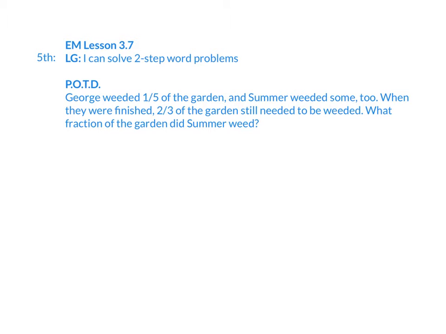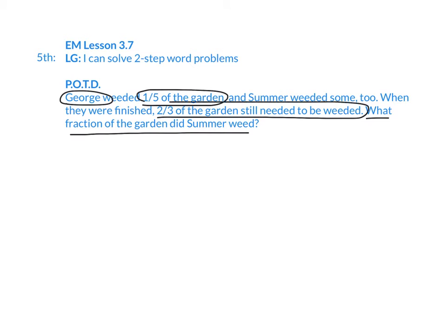What is the question asking us to figure out, Allie? Yeah, we want to figure out how much Summer did. Okay? Does the problem tell us how much Summer did? It just says Summer did some too. But the problem does give us some important information that will help us figure that out. What important information are we given that will help us? Shobit. Okay, George did 1/5. Yeah, when they were done, there was 2/3 that still needed to be weeded. So right now, I want you to draw a tape diagram that shows this information.